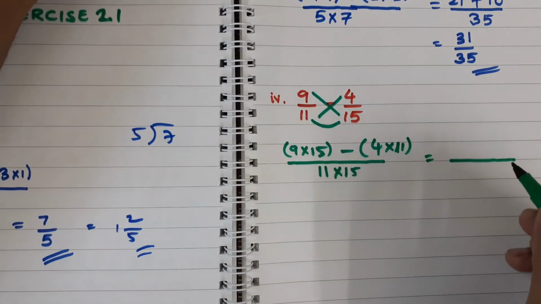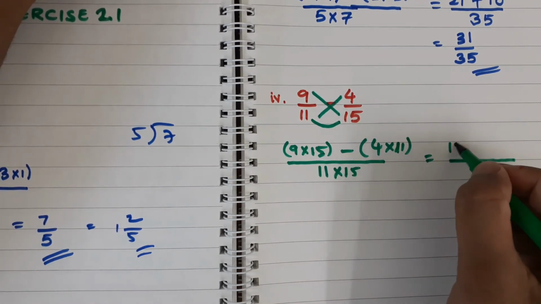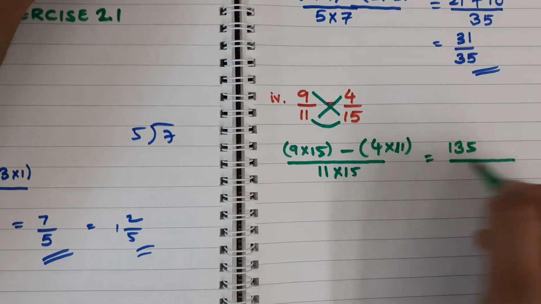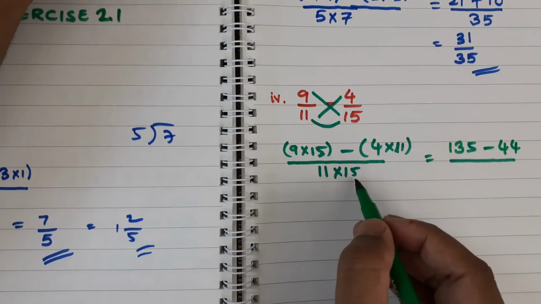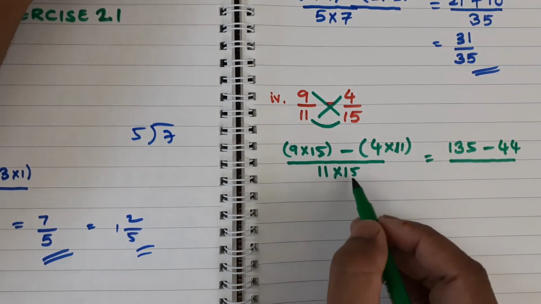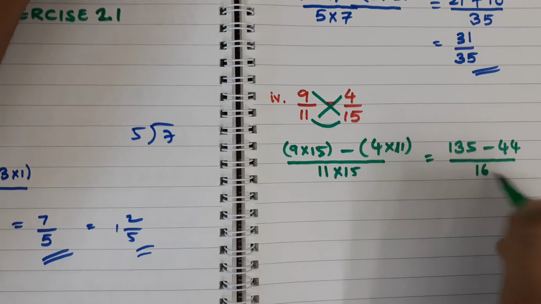So 9 into 15, the answer is 135. Yeah, 135 minus 4 into 11 is 44. Then 11 into 15, first let us do 10 into 15. 10 into 15 is 150. Then 15 into 1 is 15. 150 plus 15, the answer is 165.